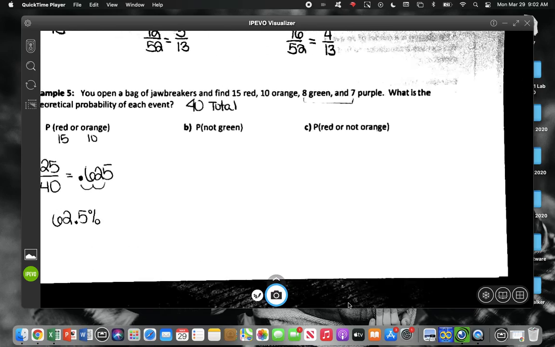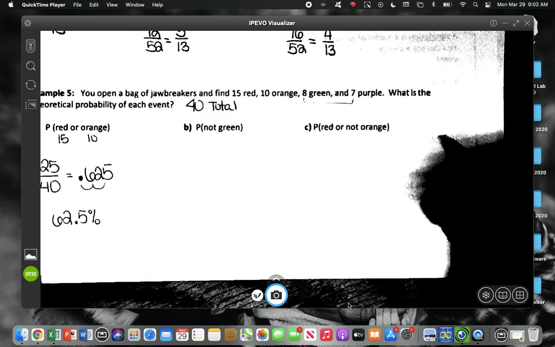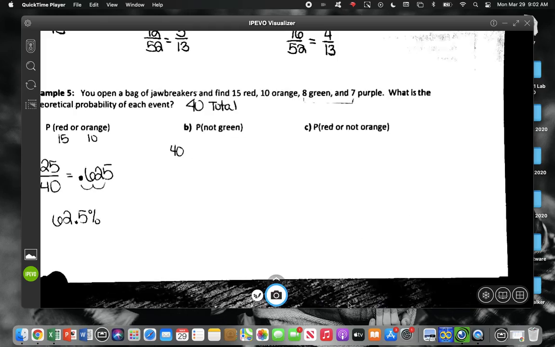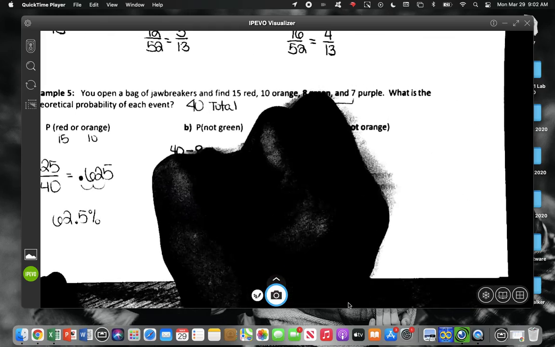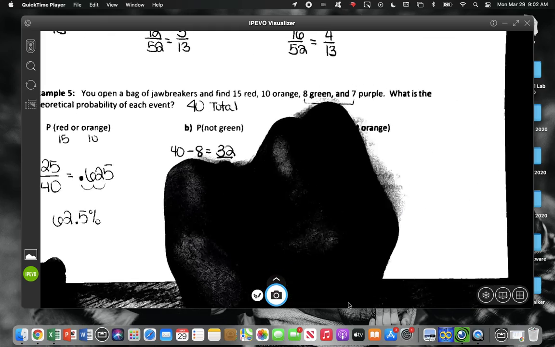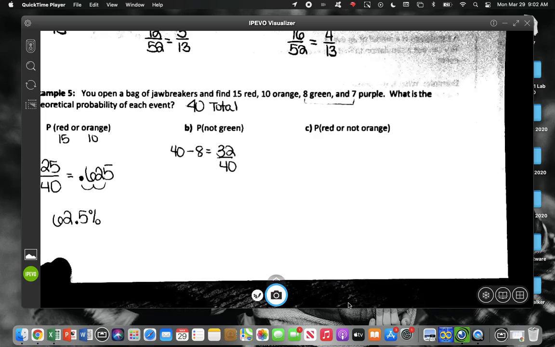All right, now what's the probability that it would not be green? 32 out of 40. Okay, can someone tell me how you got 32? Subtract 8 from 40. Okay, so some people say, well, there's 40 total. Take away the green, which is 8, to get 32 out of 40. How many of you guys thought about it that way? Anybody think of it a different way? If it's not green, what's another way you could get 32?